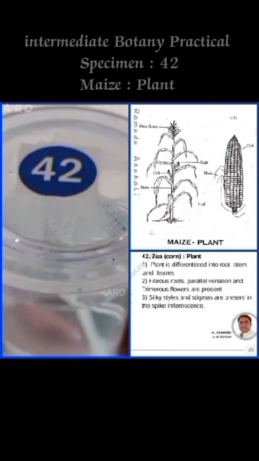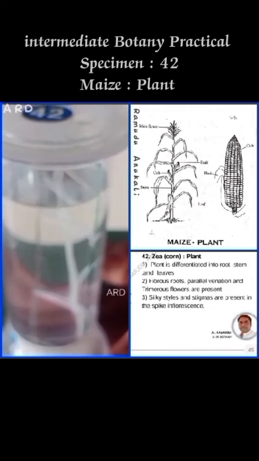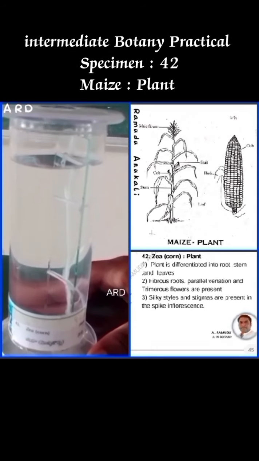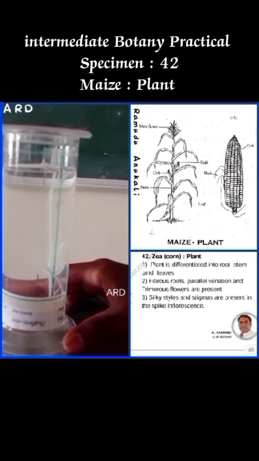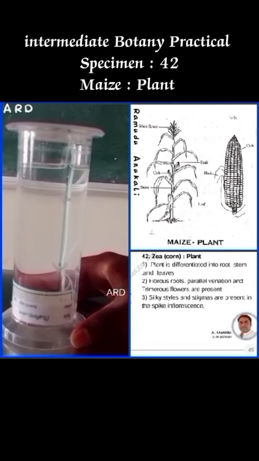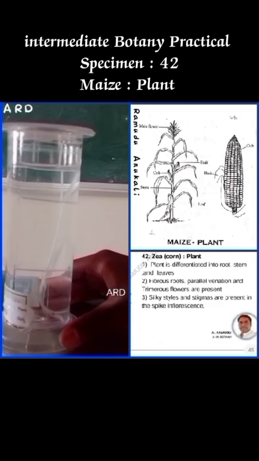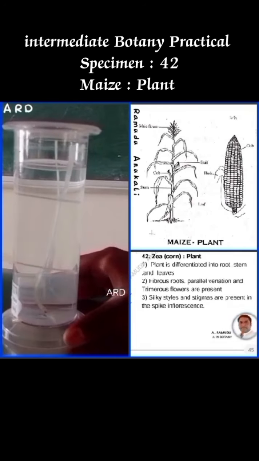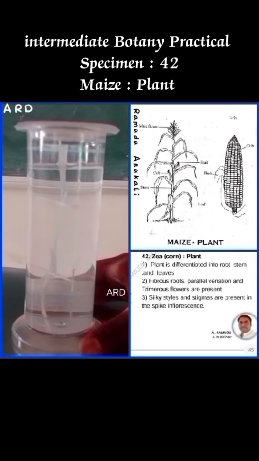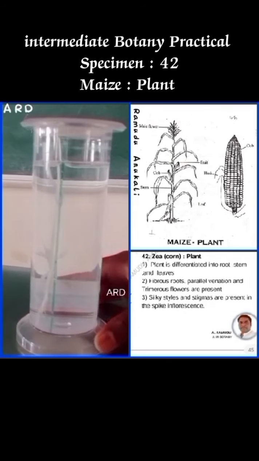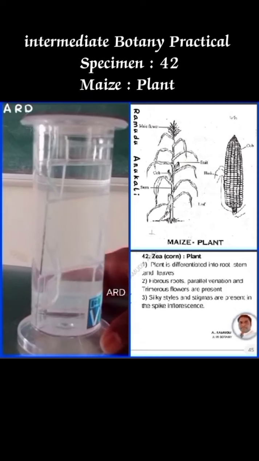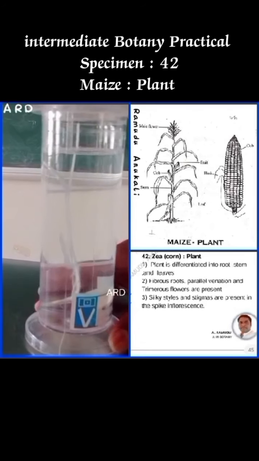Number 42. Specimen. Zea plant. The plant is differentiated into root, stem and leaves. Fibrous roots, parallel venation and trimerous flowers are present. Silky styles and stigmas are present in spike inflorescence.